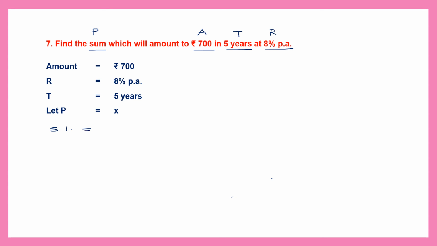Okay, the formula for simple interest is P into R into T by 100. PRT by 100. So let's substitute. For P, we're going to write X, into R, which is 8% per annum, that is 8, into time, which is 5 years, divided by 100. Now let's cancel. We can cancel 5 and 100. 5 1s are 5, 5 2s are 10, 20. Now we can cancel 8 and 20 by 4. 4 2s are 8, 4 5s are 20.